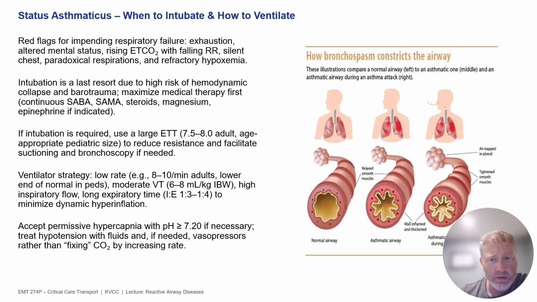The scariest one for reactive airway diseases, in my opinion anyway, is status asthmaticus. That is when you've got refractory bronchospasm that does not respond to standard treatment. It's one of the most dangerous situations in transport medicine, one of the most dangerous situations in respiratory ailments in general. And intubation in this population carries serious and significant risks that you need to understand before you reach for that laryngoscope or that glide scope if you're lucky.